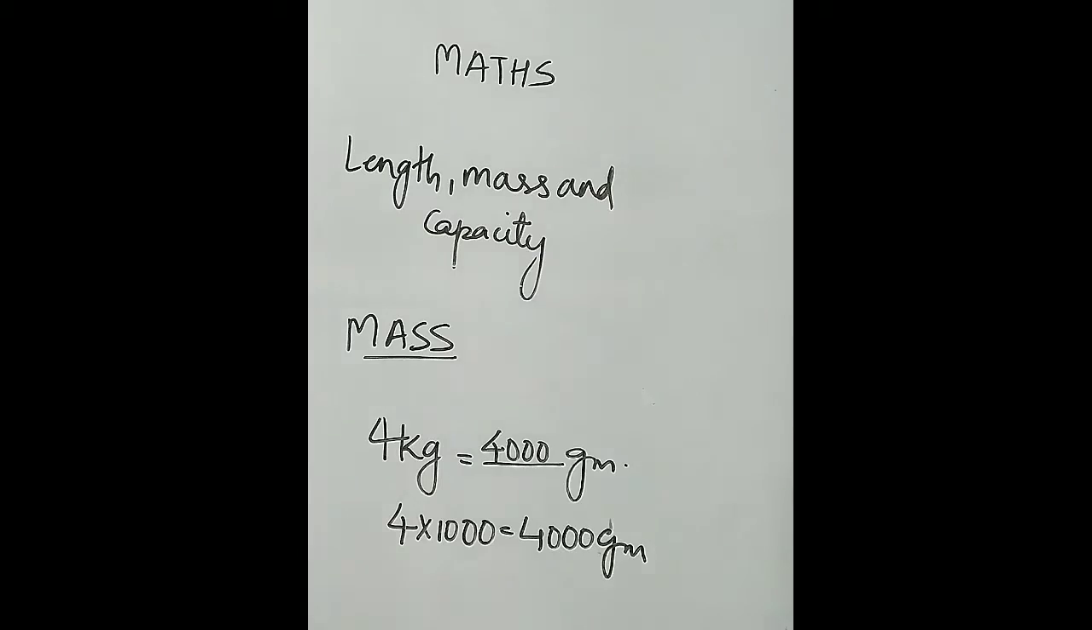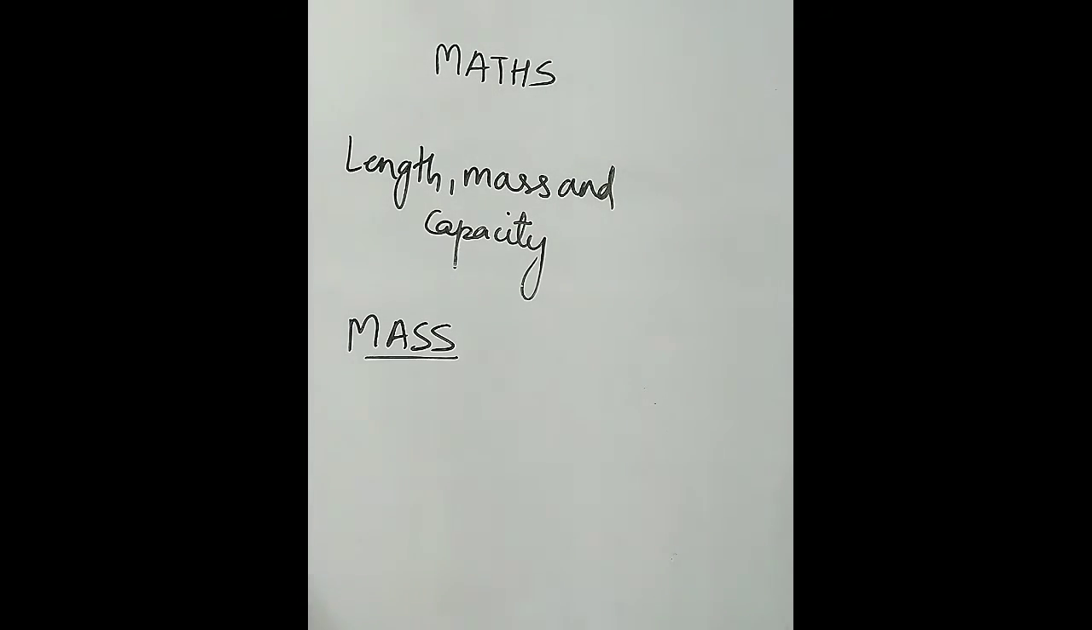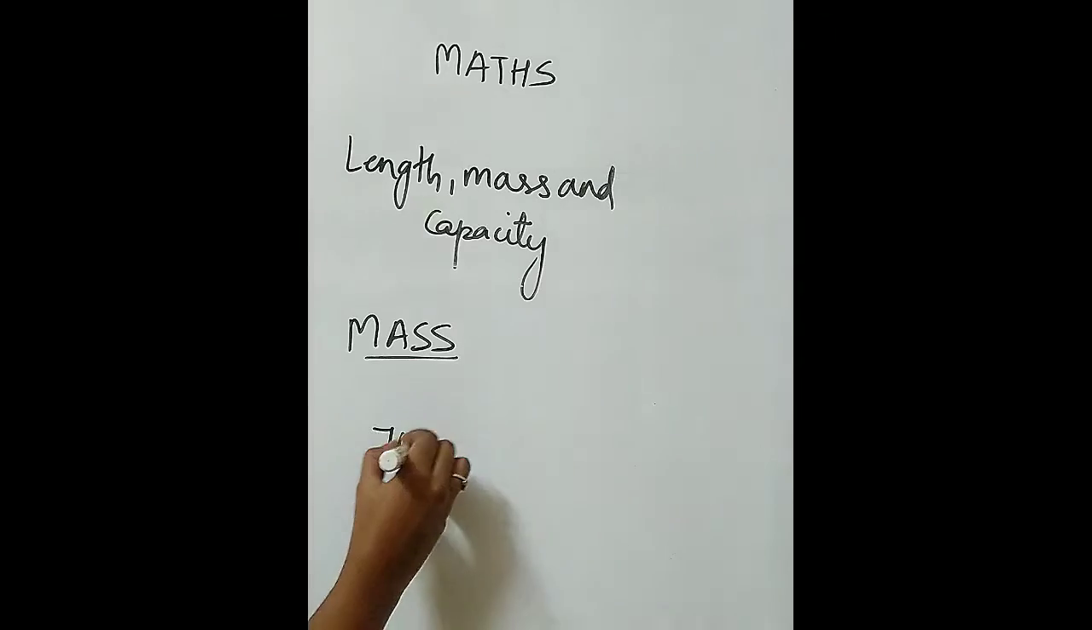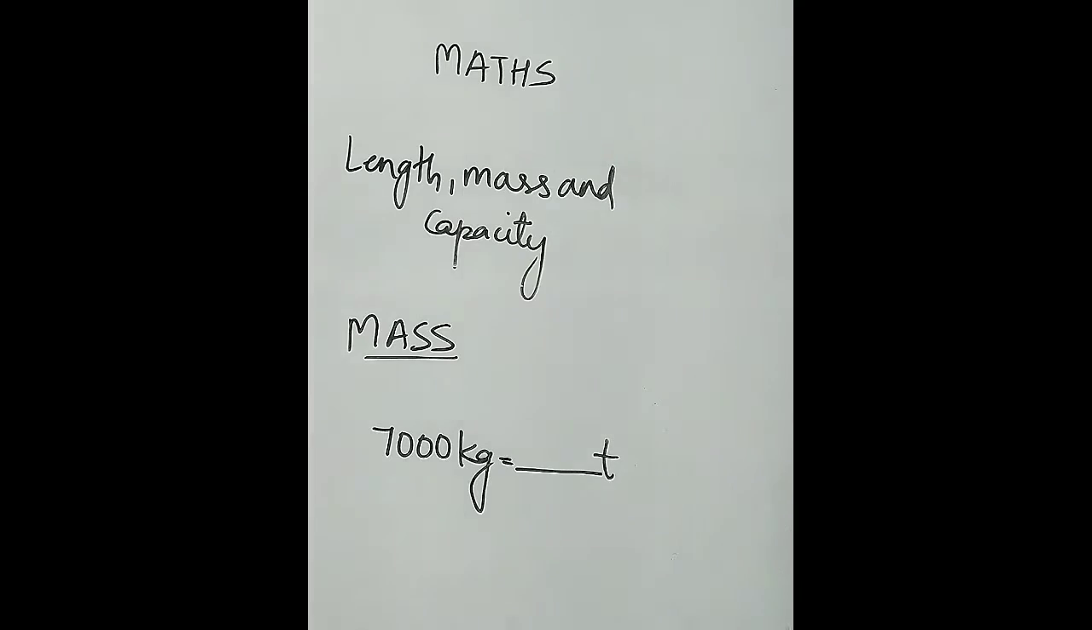Now you understood, student. Now we'll see about the ton. I'll talk about 7000 kg. Now we have to change this to ton. How we will change it? Very simple. We know that from smaller to bigger unit we are doing, so we have to divide it. We know that 1000 kg is 1 ton. So 7000 divided by 1000. We cancel the zeros, so 7 ton is remaining.